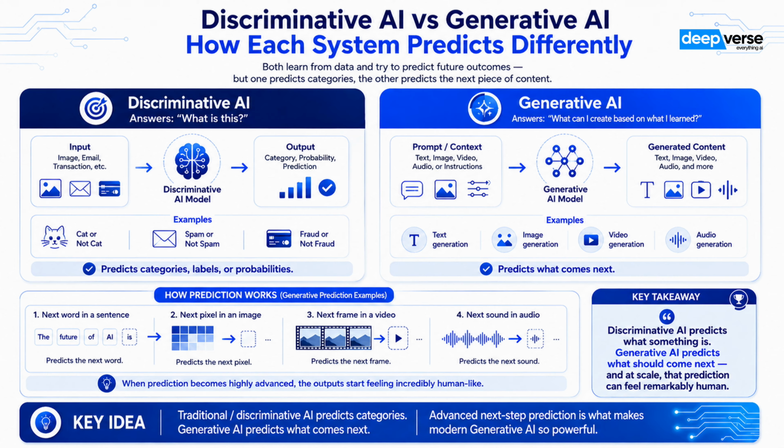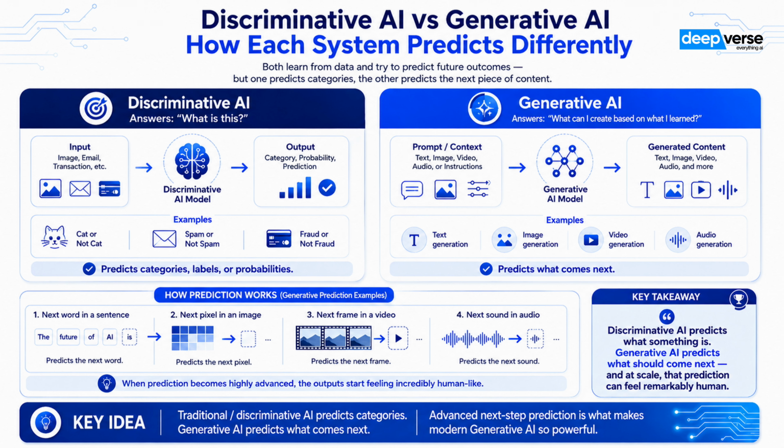Discriminative AI answers, "What is this?" But generative AI answers, "What can I create based on what I learned?" Now, another important point here is the prediction. Both systems learn from data and they try to predict future outcomes. Traditional AI predicts categories. Generative AI predicts what should come next.